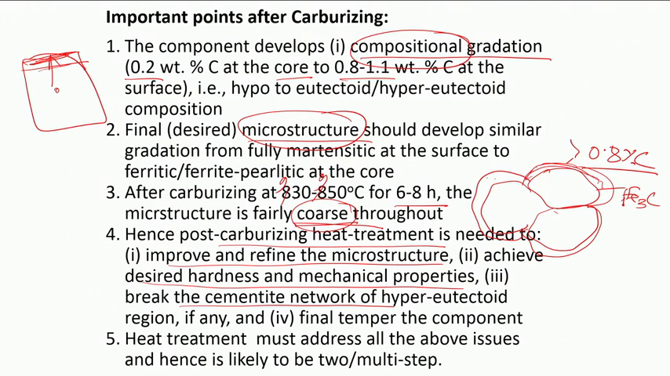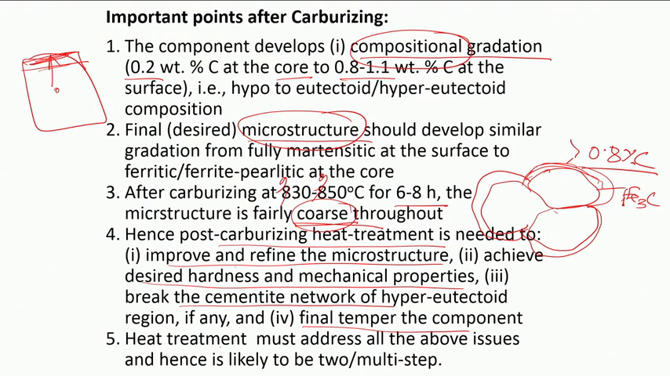So if you already create such a network, then you cannot do machining, you cannot do any post processing. So this is not desirable, and it also creates a sort of conflict with the martensitic microstructure from post heat treatment. So in order to break this hypereutectoid microstructure or cementite network, we also need a follow-up heat treatment, and we also need a final tempering of the component, because otherwise the fully hardened microstructure is very hard and brittle.